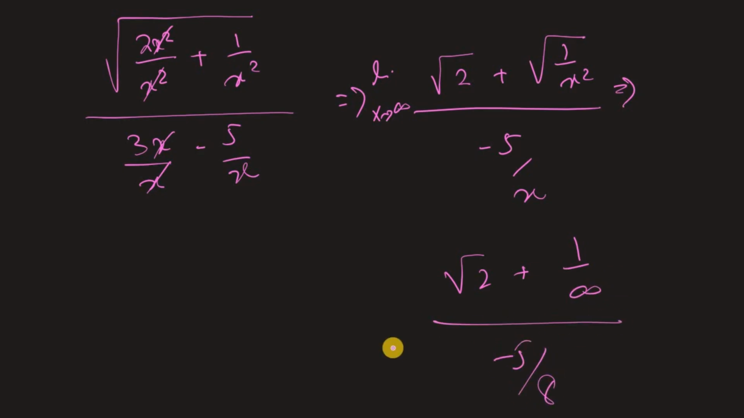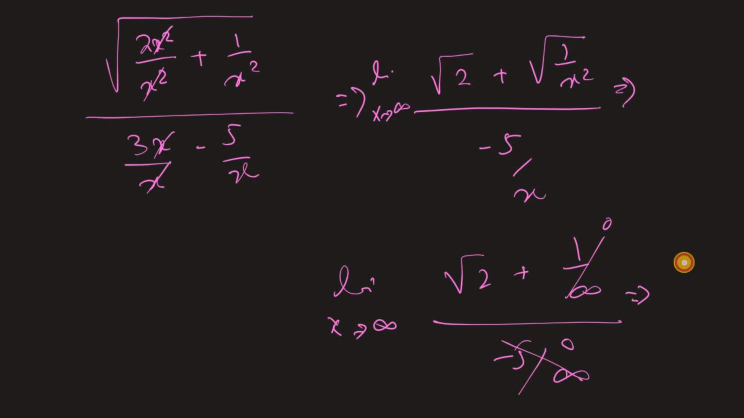So square root of 2 plus 1 over infinity over negative 5 over infinity. I wrote 8 instead of infinity. So limit as x approaches infinity. Now we have 1 over infinity, that's going to be a 0, and now we are dividing a constant by an infinity, and every time we have a constant division by infinity, that is equal to 0 as well, according to the table that I've shown you.